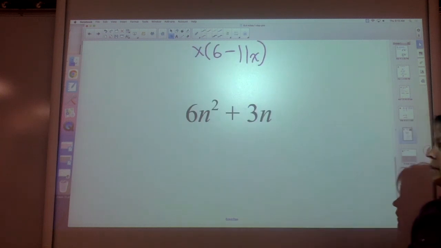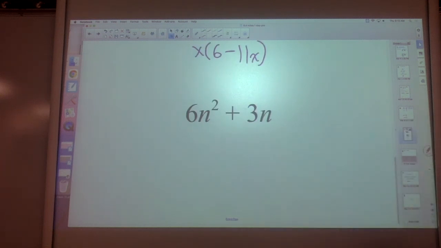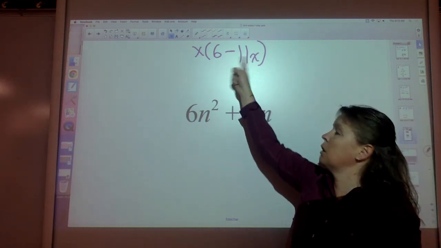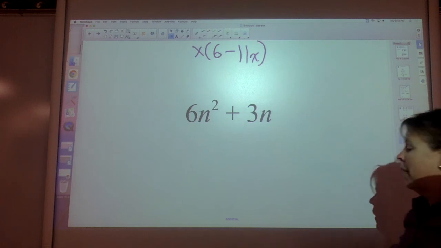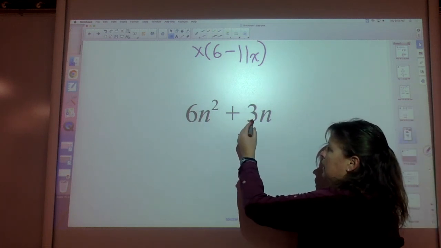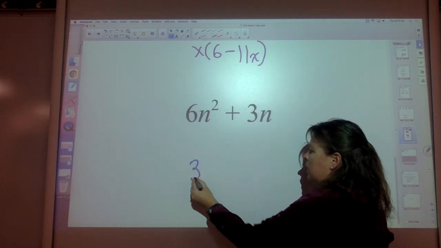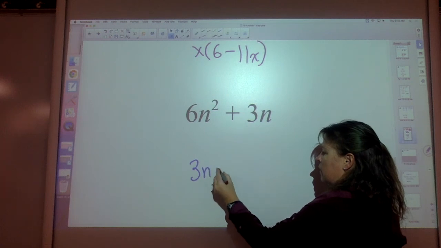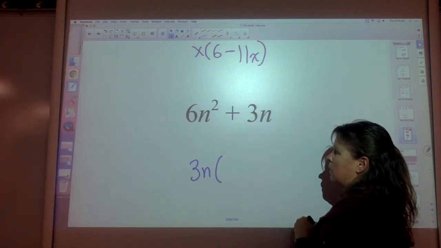And lastly, don't let this one trip you up. 6n squared plus 3n. I had said it once already. If you have two terms to start with, you're going to have two terms in your parentheses. Why do I say that? Because if we look at this here, a 6 and a 3 both have a 3 in common. How many n's do they have in common? 3n. Always take the smallest.